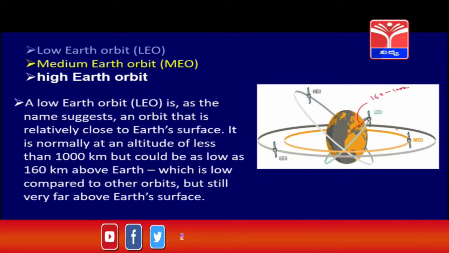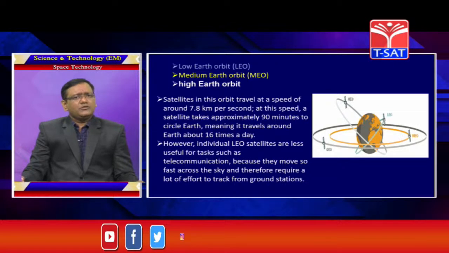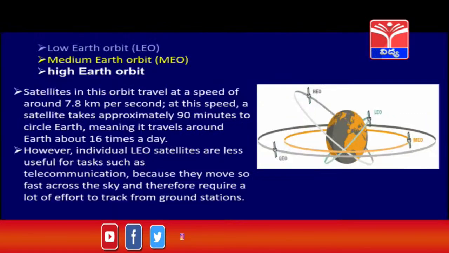This is very low compared to other orbits, but 160 kilometers is actually very high compared to, for example, planes, which fly at around 11 to 15 kilometers. The satellite in this orbit travels at a speed of around 7.8 kilometers per second. At this speed, a satellite takes approximately 90 minutes to circle the Earth, meaning the sun synchronous orbit that we were talking about travels around the earth 16 times a day.